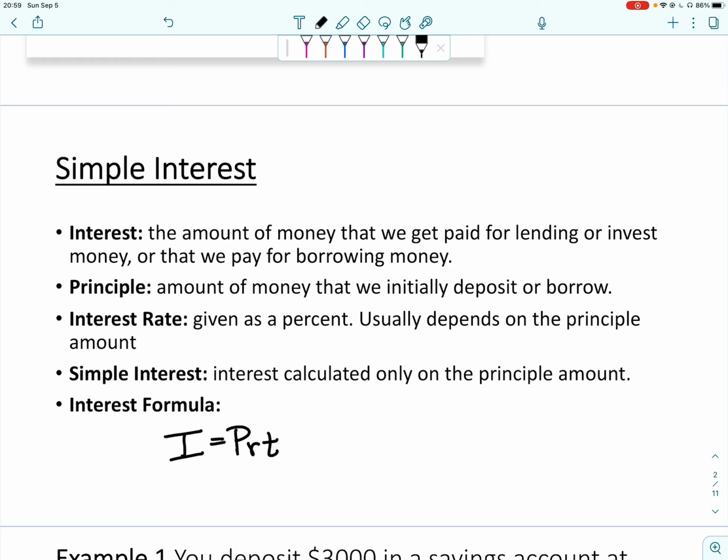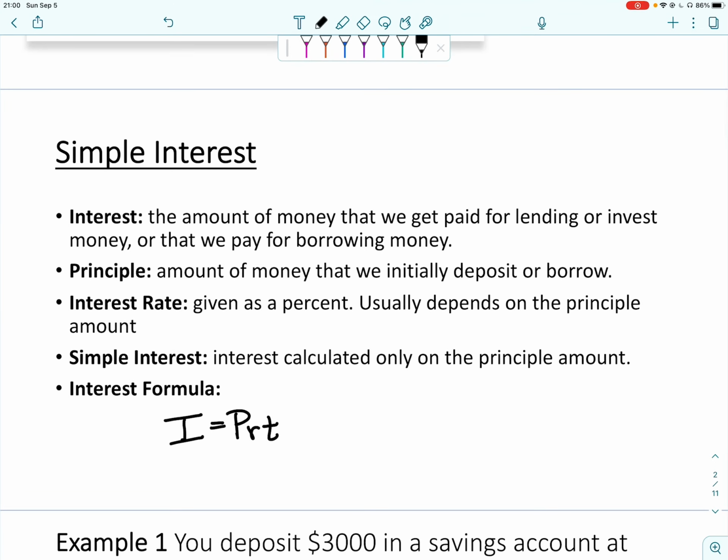Principal is the amount of money that you initially deposit or borrow. So if you put $5,000 into your savings account when you open it, that's your principal. If you borrowed $5,000 for this semester, that's your principal. That's how much money you had to take out in the loan.